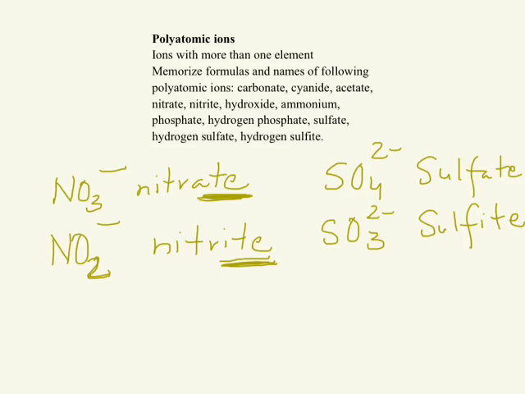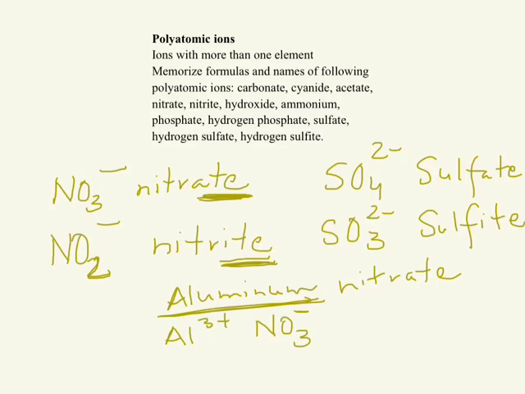So what will be the formula for aluminum nitrate? Aluminum is in the 3rd A group, and 3rd A group metals have a 3 plus charge. What is nitrate? NO3 with a negative charge. What will be the formula? Remember, the overall charge needs to be 0. To neutralize the 3 plus charge, we need 3 of these nitrates because each has one negative charge.